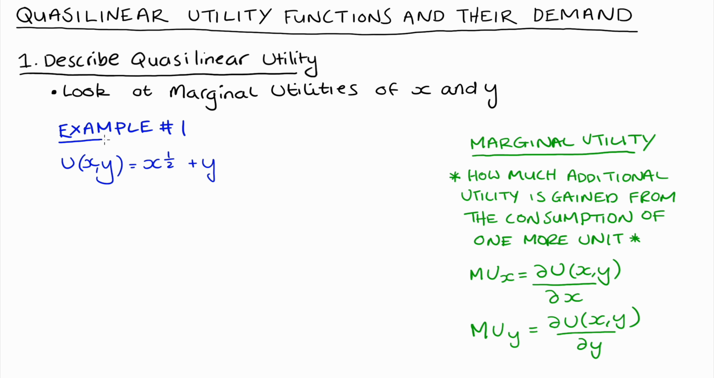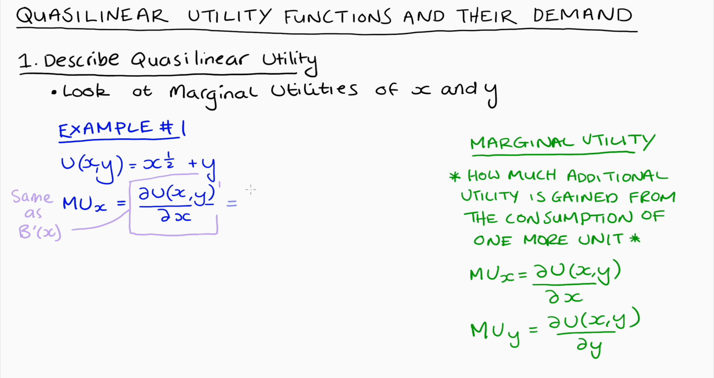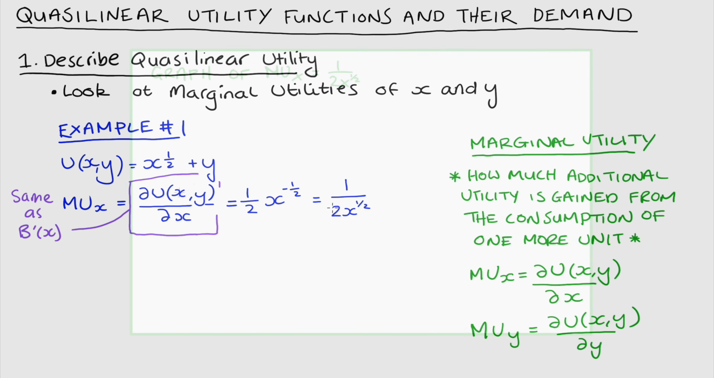So the marginal utility of X will be equal to the partial derivative of our utility function with respect to X, which will actually be equal to the first derivative of B of X that we found before. So that's half times X to the power of negative a half. I'll put X on the denominator again, so we get 1 divided by 2 times X to the power of a half. And if we graph this marginal utility function, it actually looks like this.